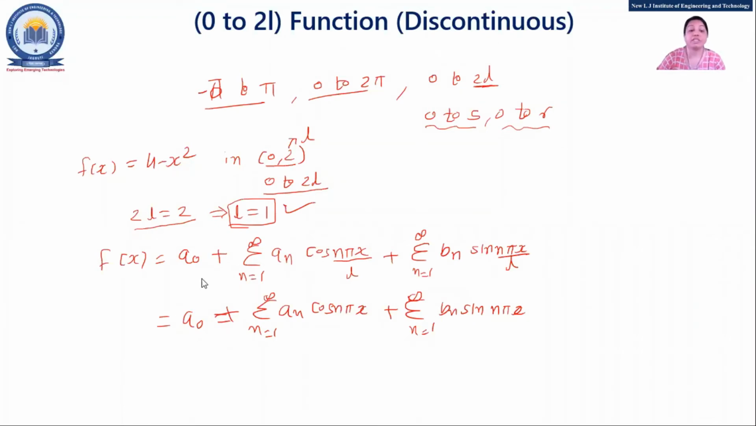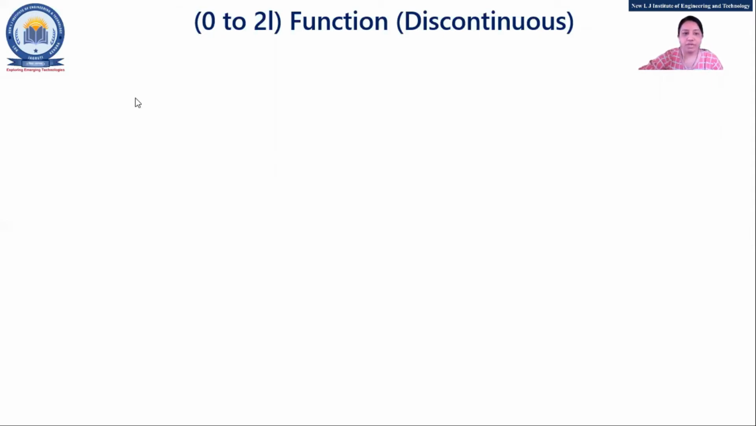Now, what is the equation for a0, an and bn? That is changed, because previously we had either 1 upon 2 pi or 2 upon pi. Now the equations for a0, an and bn become: a0 equal to 1 upon 2L, remember this, integral from 0 to 2L of f(x) dx. Here there is a 2L, not L.